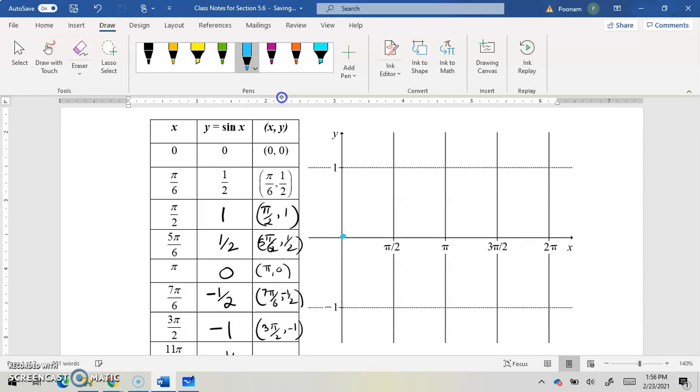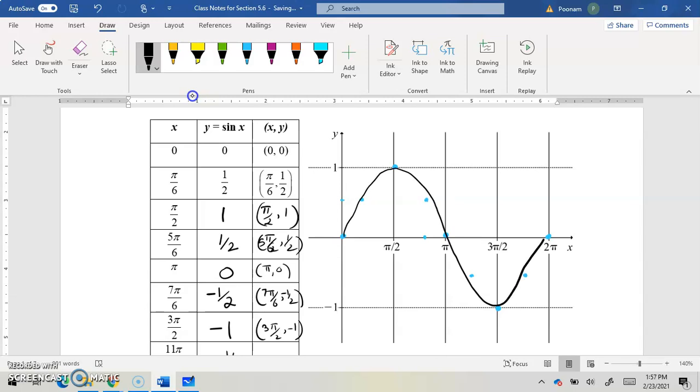At pi by 6 the value is half, so here. At pi by 2 the sine function is 1. At 5 pi by 6 the value is half again. At pi it is 0. At 7 pi by 6 it's negative half. At 3 pi by 2 it's negative 1. At 11 pi by 6 it's negative half. And at 2 pi it is 0. So I plotted all those points. I can draw a curve through here as smooth as we can, and that would be the graph of the sine function.